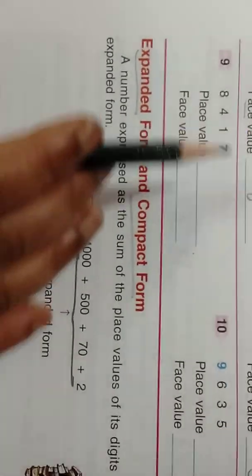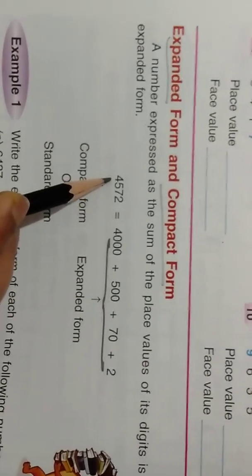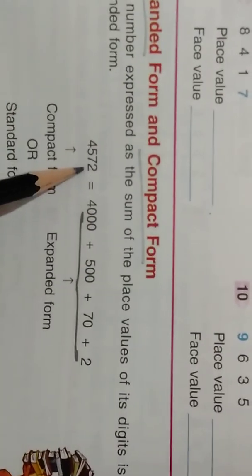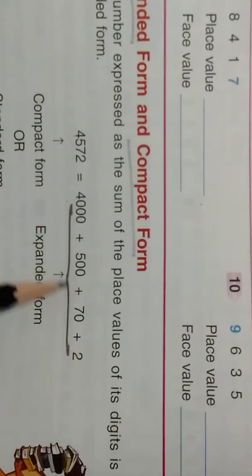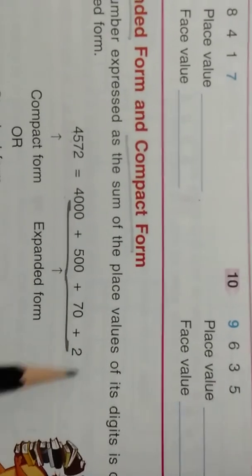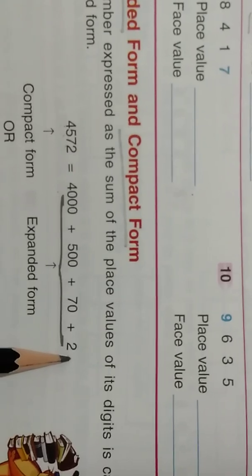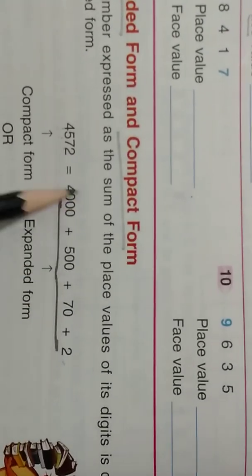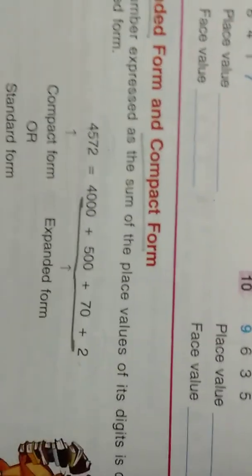Expanded and compact form. Just now you understood the place value and face value. The same way, if we have 4572, how do we write it? It is 4000 plus 500 plus 70 plus 2. So what we are doing? We are adding all the place values of each digit. So this is called expanded form and this is called compact form. Understood? Let's do one sum so that you can easily understand. Write the expanded form of each of the following.